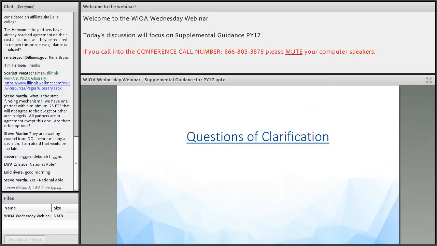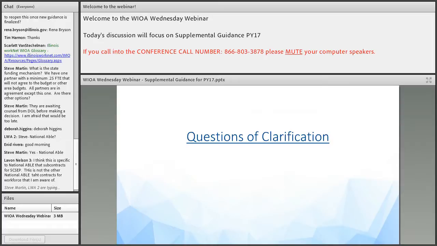But because 0.25 FTEs is the minimum, if a required partner is saying they're not going to commit that, and the local partners agree, okay, then the local partners are accepting that, but you have to accept that knowing that you will be out of compliance with the governor's guidelines. So it's a do at your own risk. If you're out of compliance with the governor's guidelines, then you open yourself up for some attention later on.